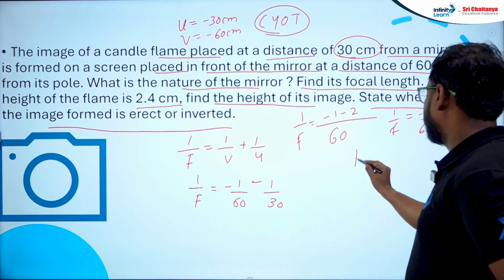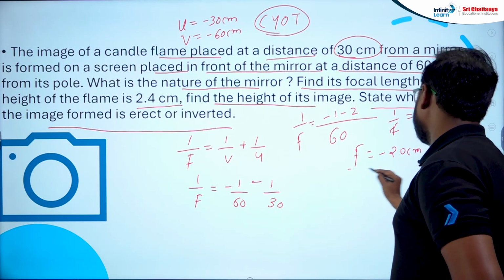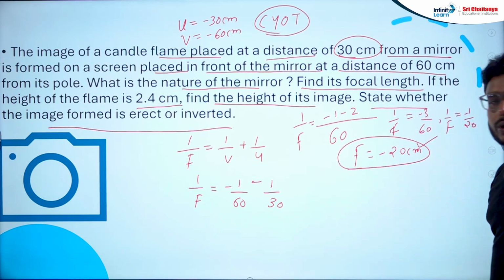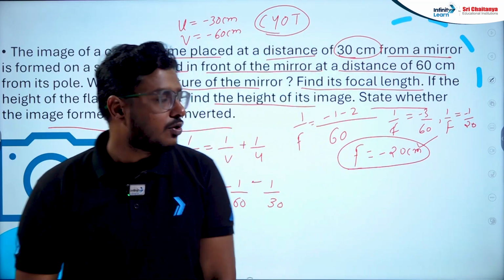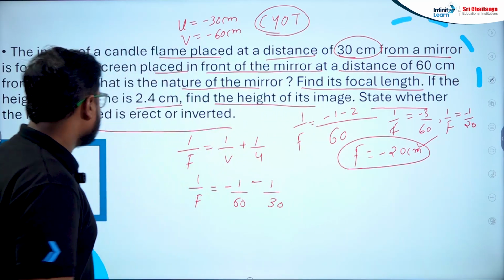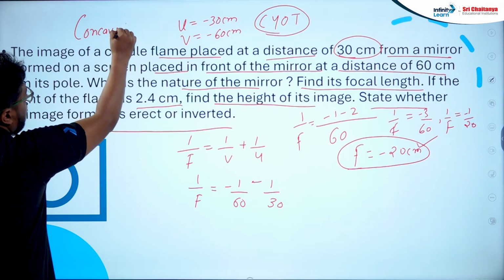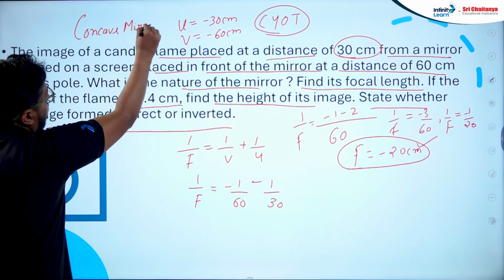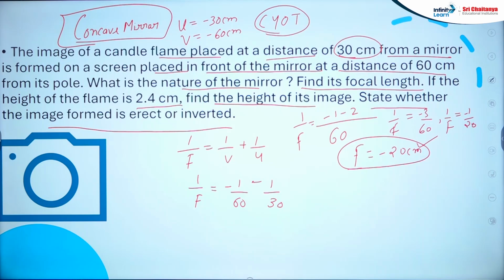So focal length we are getting here as minus 20 centimeter, right? Focal length we got here minus 20 centimeter. So for the nature, focal length is negative for concave mirrors, right? So the nature of the mirror is going to be a concave mirror. Right? So the mirror is concave and definitely it is converging in nature.